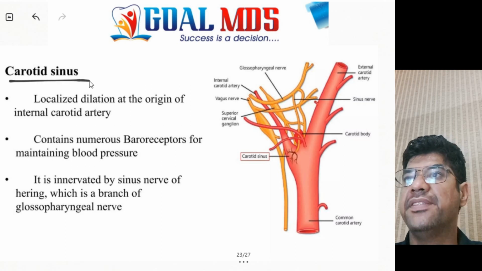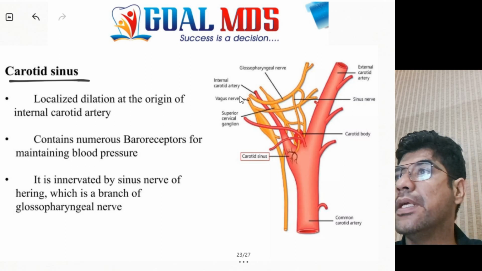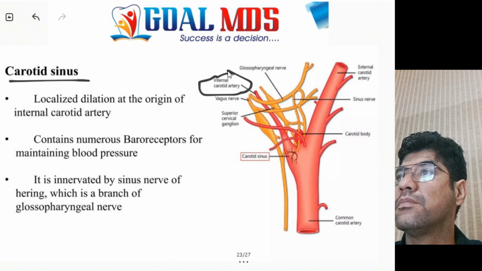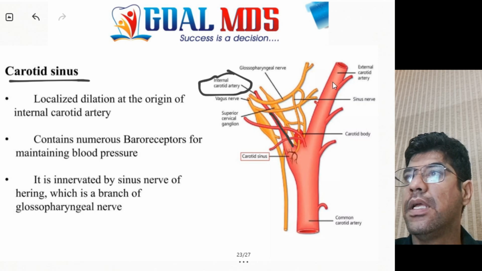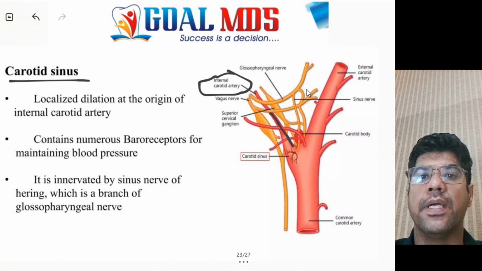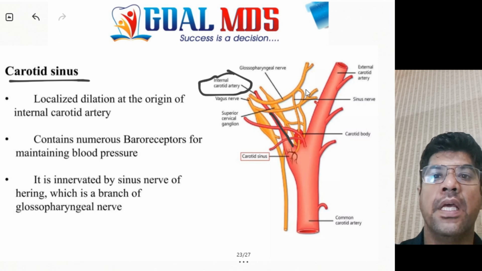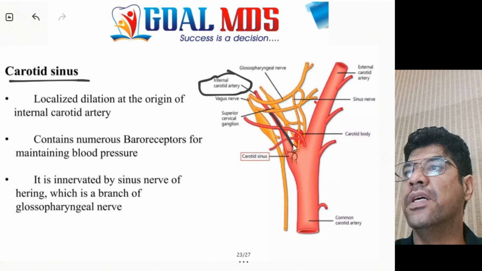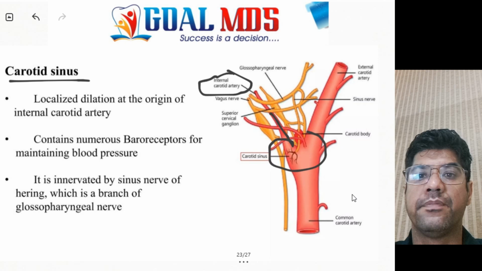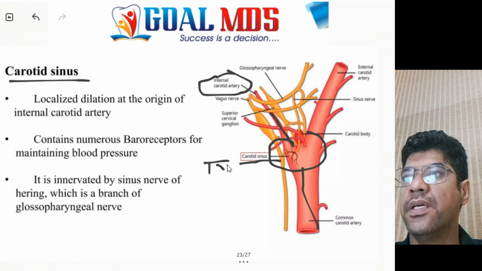The other important structure is the carotid sinus. So what is the carotid sinus? The carotid sinus is a specialized area located at the bifurcation of the common carotid artery into the internal carotid artery. Its role is regulating blood pressure, and it is involved in the body's baroreceptor reflex. It is a dilated area located at the base of the internal carotid artery, near its origin from the common carotid artery. It is situated at the level of the carotid bifurcation, typically at the upper border of the thyroid cartilage.